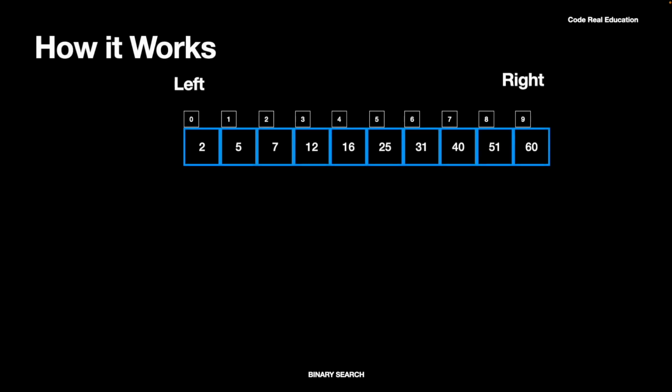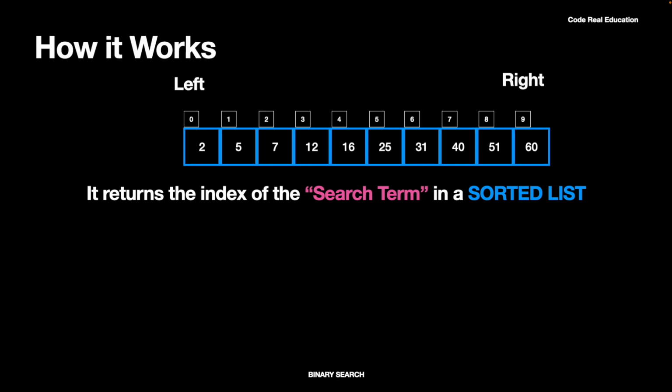Now, to understand how binary search works, we need to take an example. Here, we have a list. This list has two variables, which are left and right, which basically keep track of the limits of this list. Left is the index of the leftmost element in the list, and right is the index of the rightmost element in the list. So in this case, the value of variable left would be 0, and the value of variable right would be 9.